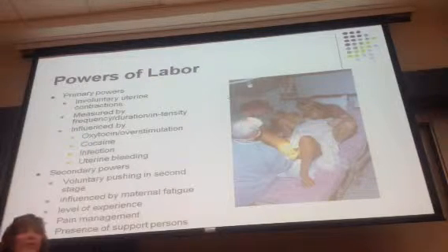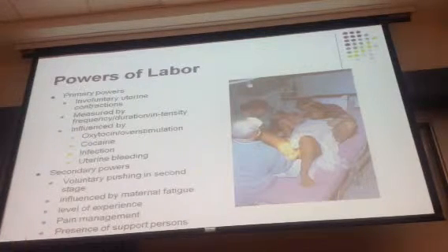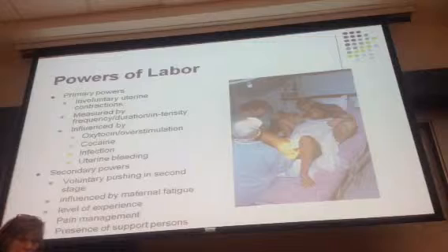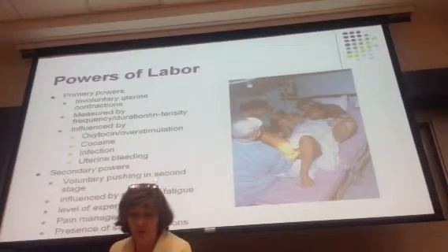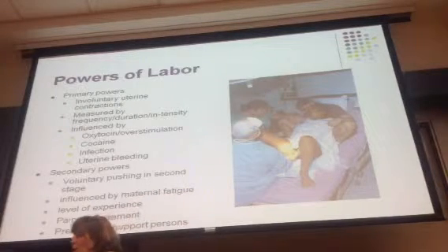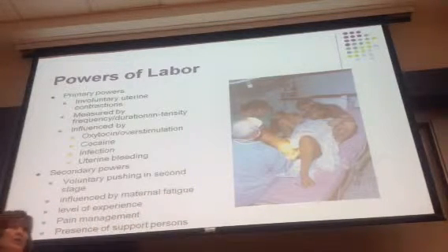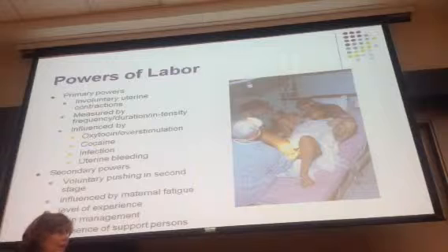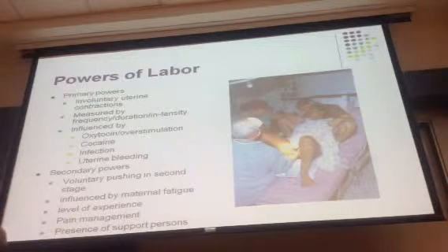Now, powers of labor, when we talk about that, we're basically talking about contractions, all right? And we have ways to influence contractions. We have things that we can do as healthcare providers to help contractions along, make them stronger. We have things that we can do to make contractions go away as well, particularly if they've come at a time when we don't want them, like prematurely.